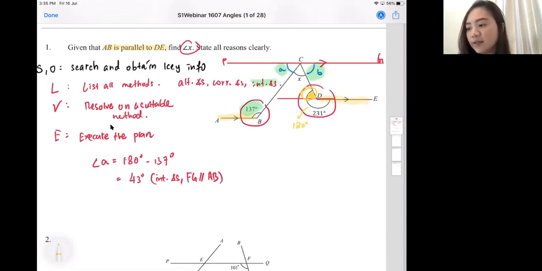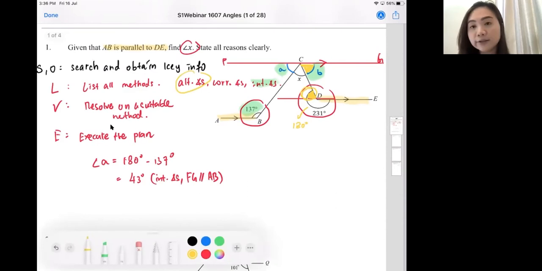This angle in yellow is actually equal to B because they are alternate angles. This is one way, alternate angles. Another way might be... very good, my dear Charlie. Charlie says that we can take 360 minus 231. Yes, awesome, very good.